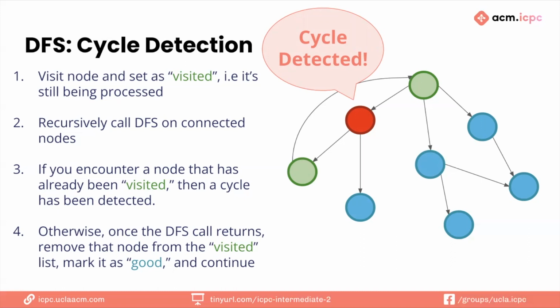But if you've run through your program and you've never visited a visited node again, you can say with confidence that you have no cycle, that your directed graph is a directed acyclic graph.